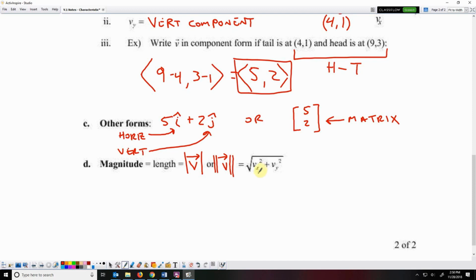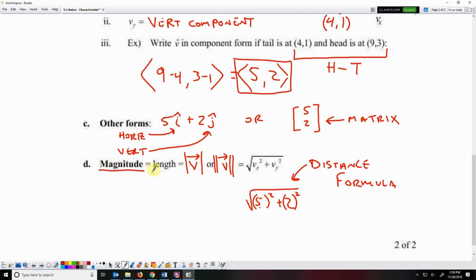And that is found by doing the square root of the vector's x component squared plus the vector's y component squared. In this case, we had x and y components as 5 and 2. So 5 squared plus 2 squared under a radical. This right here is the distance formula. So you might be thinking the distance formula has subtraction in it, doesn't it? Well, that 5 came from subtraction. 9 minus 4 squared. And the 2 was 3 minus 1 squared. So this is the distance formula.